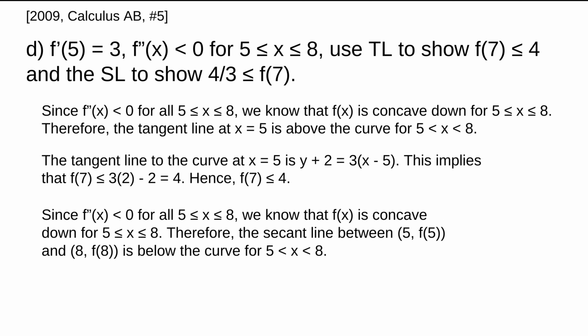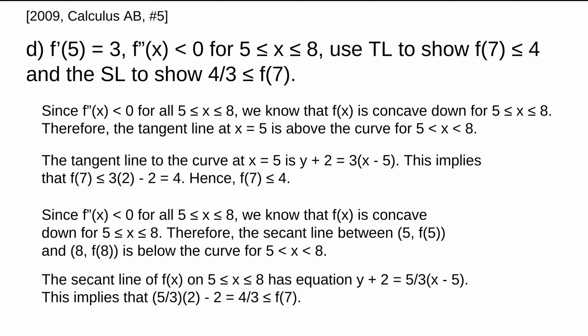Likewise, since I know f is concave down for all x between 5 and 8, we know that the secant line between 5, f of 5 and 8, f of 8 would have to be below the curve. So whatever the actual value of f of 7 is, it would have to be greater than or equal to the value of f of 7 that the secant line would predict.